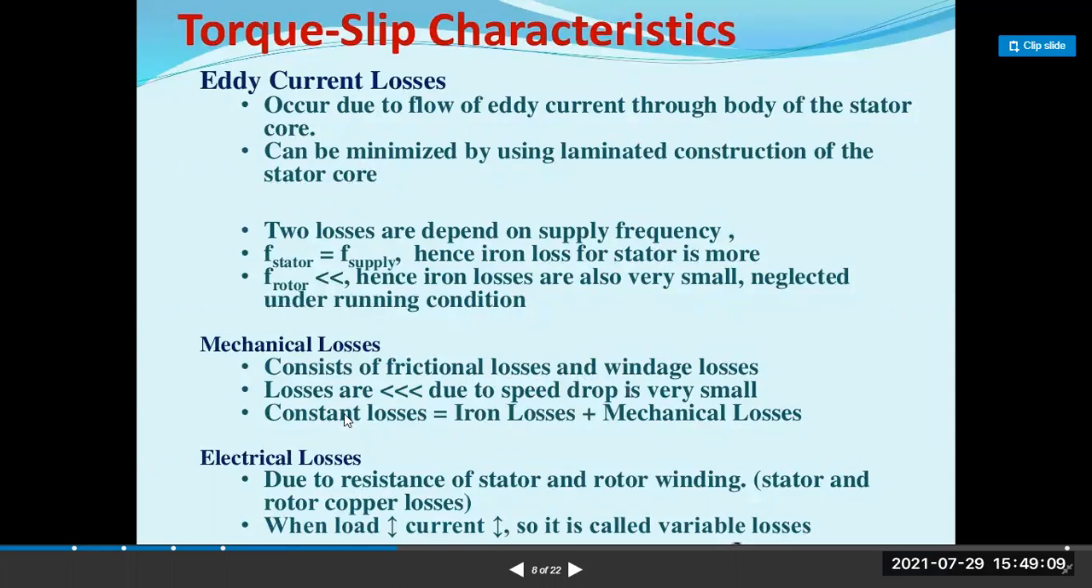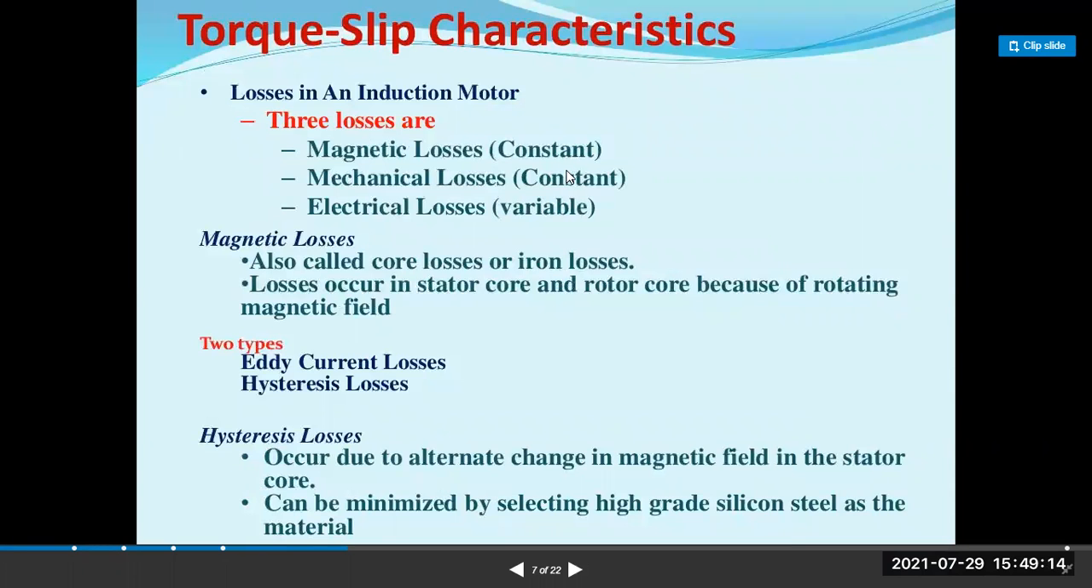Okay, and the mechanical loss is constant. As we have discussed, there are two types of constant losses, magnetic losses plus mechanical losses. On average, we can say that constant loss is the combination of magnetic losses and mechanical losses. Magnetic losses have two types, eddy current loss and hysteresis loss, and mechanical losses also have two types, friction loss and windage loss. So in the accumulation of constant losses, you can write that there are four losses accumulating in the constant losses.